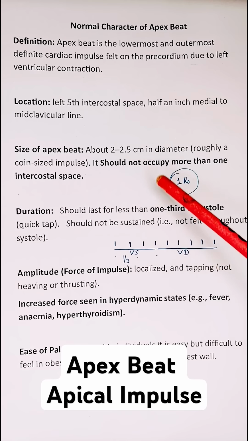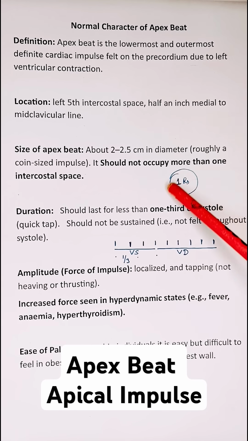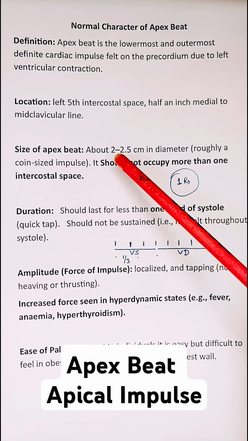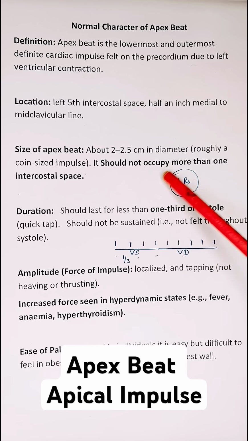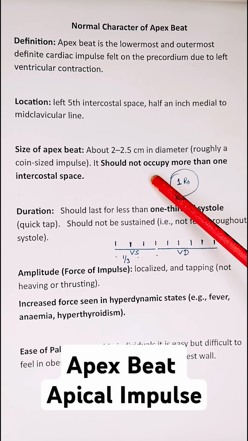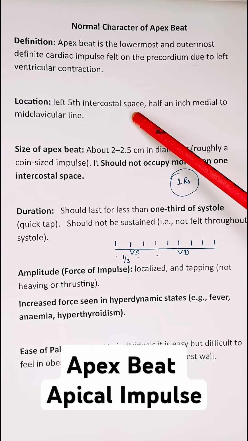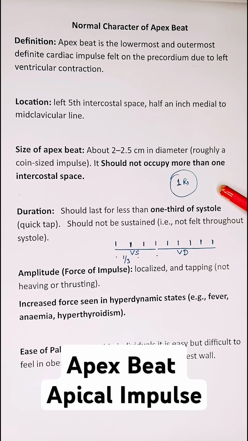And what is the size of this apex beat? Normally, it is roughly a coin-sized impulse, like a 1 rupee coin. The diameter of your apical impulse is almost equivalent to the diameter of a 1 rupee coin, which is about 2 to 2.5 centimeter in diameter, and it should not occupy more than one intercostal space, meaning the normal apex beat will be limited to only one intercostal space. Maybe it is on the fifth one, or sometimes it may be shifted to fourth, or it may be shifted to sixth, depending on the clinical condition, but it should not occupy more than one intercostal space normally.